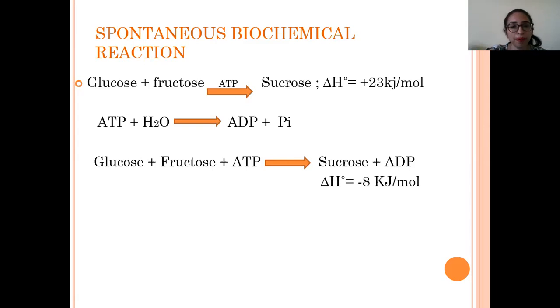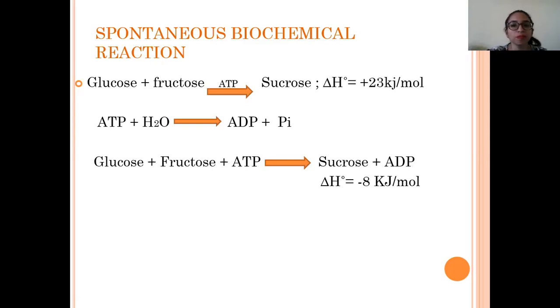Next, one more example. ATP reacts with water to produce ADP plus Pi. We know ATP is adenosine triphosphate. When it is joined with water, it produces adenosine diphosphate and pyrophosphate. Pyrophosphate means there is one molecule of phosphate.